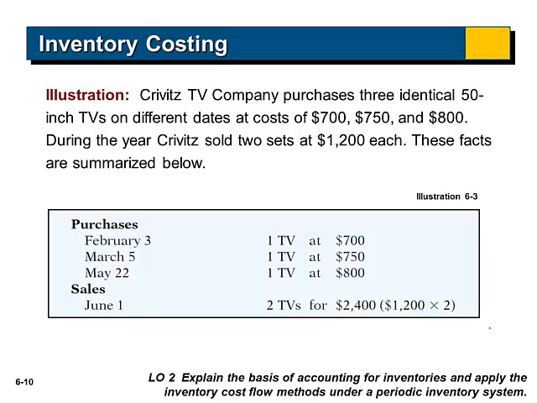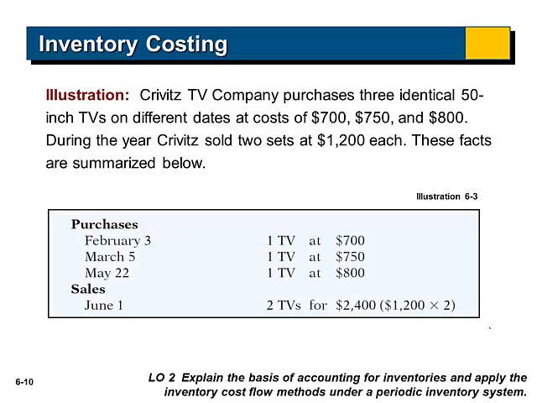Crivets TV Company purchases 3 identical 50-inch TVs on different dates at costs of $700, $750, and $800. And during the year, they sold 2 sets at $1,200 each. Okay, so if you look at the box, you can see that on February 3rd, they bought a TV from their vendor, Mitsubishi or Sony or whoever, and it cost $700. And then they bought another one in March for $750, and then they bought another one in May for $800. And then in June, they sold 2 TVs. 2 of those TVs they pulled off the shelf and they sold for $1,200 each, or $2,400.